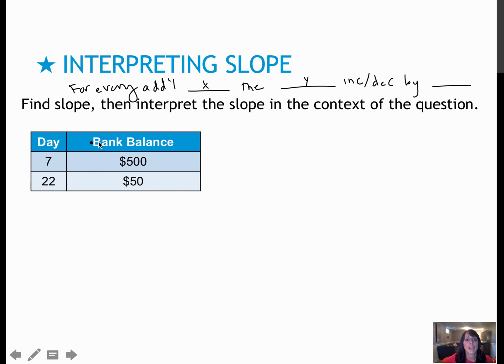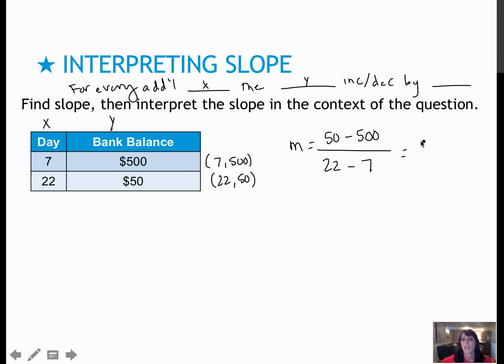I've got a bank balance based on the day. So day is x, bank balance is y, because the bank balance depends on the days. This would be the point 7, 500. This would be the point 22, 50. Finding my slope, I would take y2 of 50 minus y1 of 500 over x2, which is 22, minus x1 of 7. That gives me negative 450 over 15, which reduces to negative 30 over 1. So right now I'm going to leave that 1 on the bottom because that's my x. So this is my y, and this is my x.